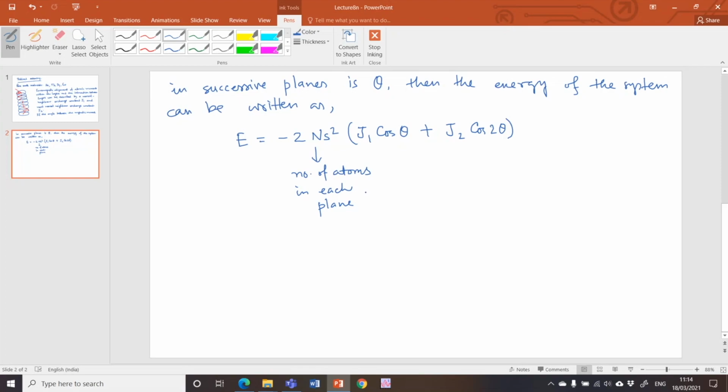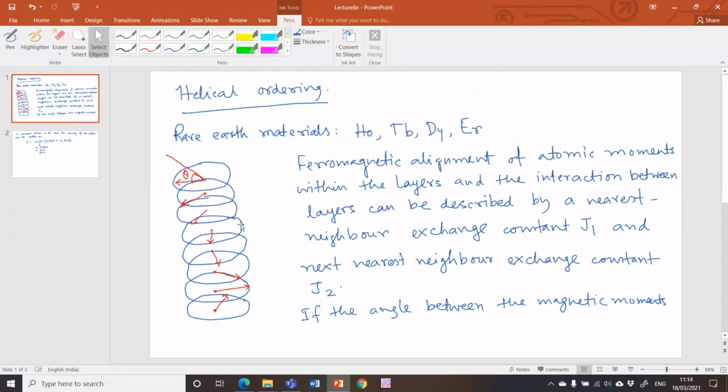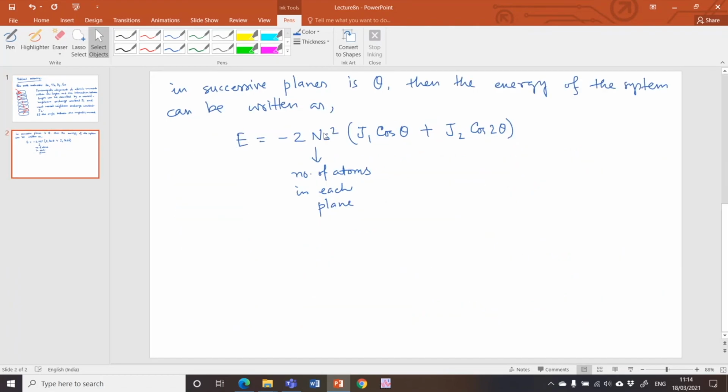So here basically individual layers, these layers are coupled to each other via an exchange interaction, and this interaction is determined by two constants, J1 and J2. J1 is nearest neighbor and J2 is next nearest neighbor, and the energy corresponding to that is written like this: minus 2nS squared times J1 cos theta plus J2 cosine of 2 theta. Okay?